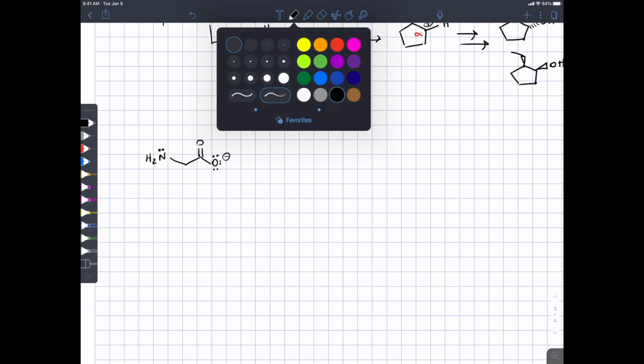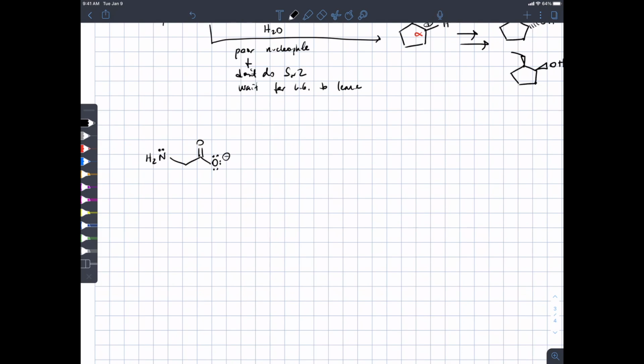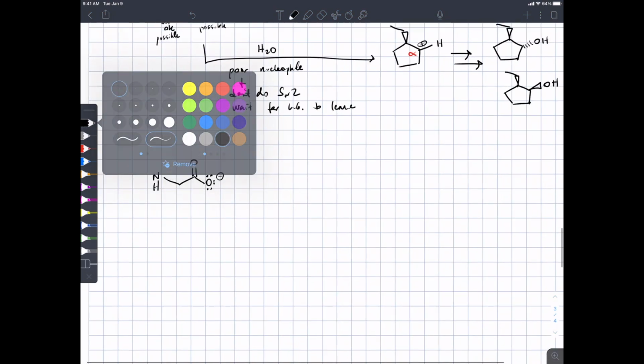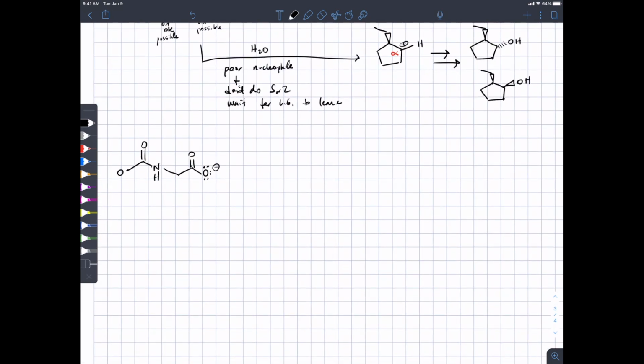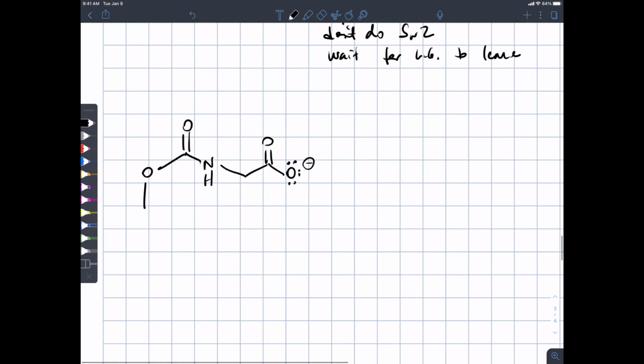In any case, we would never do an SN2 reaction on this molecule alone because we'd have to worry about whether you react with that oxygen or that one. I'm going to tell you something that you don't need to worry about. One thing we do with this nitrogen is we attach a group to it that prevents it from being a good nucleophile, but can later be removed. And that group looks something like this.